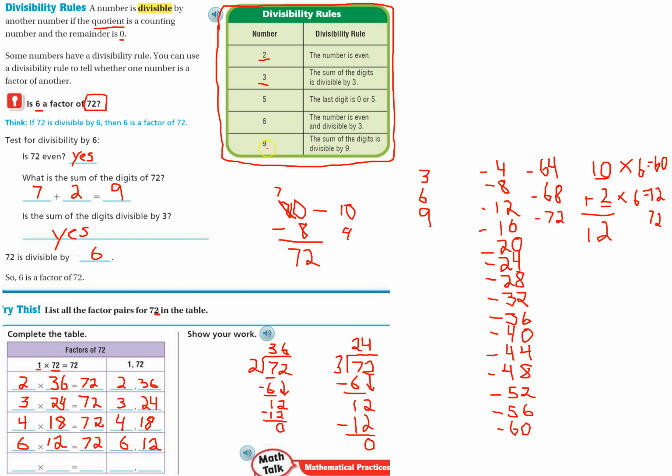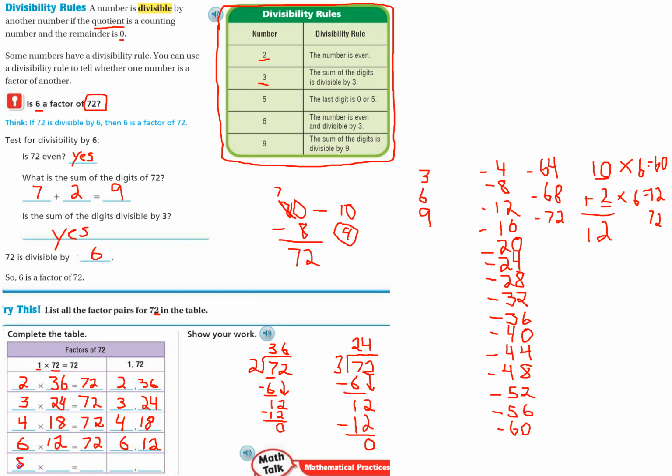And look, there's a rule for 9 as well, so let's check the rule too. The sum of the digits is divisible by 9. So same thing as the 3. You add the two numbers up. So in the number 72, I just add 7 plus 2, which equals 9. And can you divide 9 divided by 9? Yeah, 9 will go into 9 one time. So that tells me 9 must work. And in this case, I figured out it's 9 times 8.